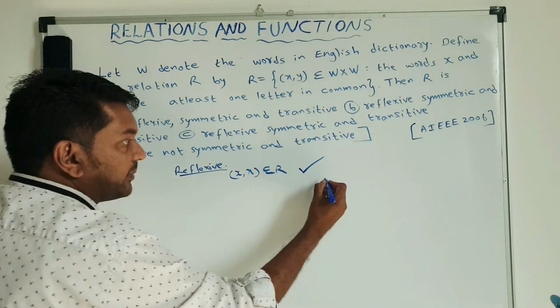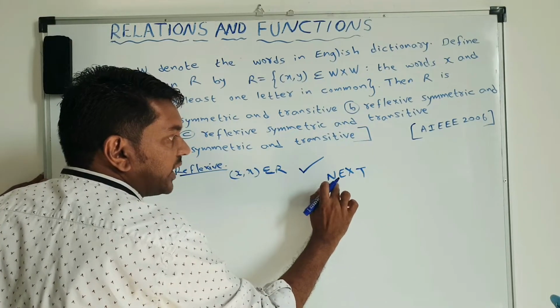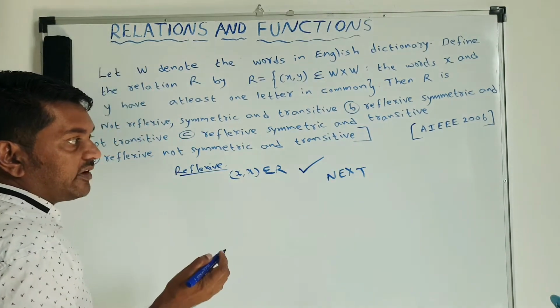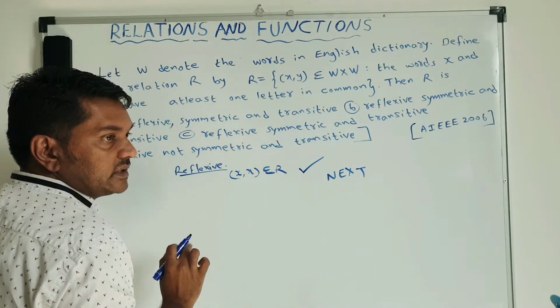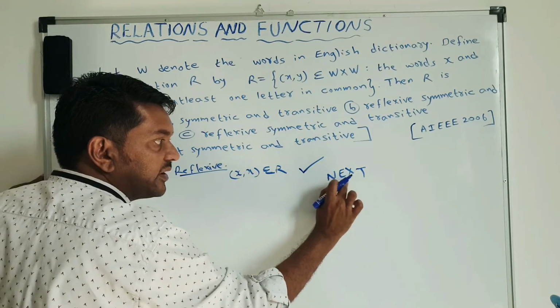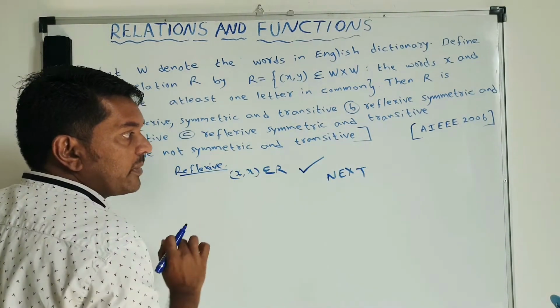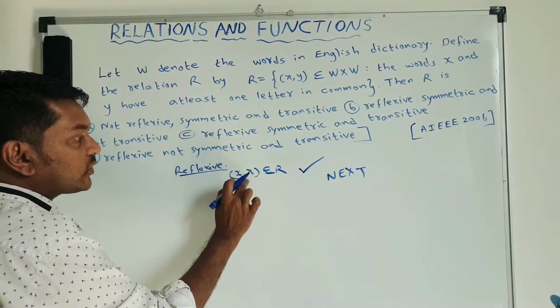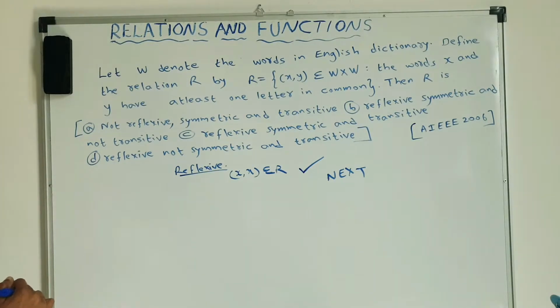Suppose I am taking the word NEXT. This has four letters, N-E-X-T. The other word is this word itself, N-E-X-T. Both of these words, NEXT and again the same word NEXT, have at least one letter in common. Actually all letters are common between them. So (X, X) is an element of R. It is clearly a reflexive relation.